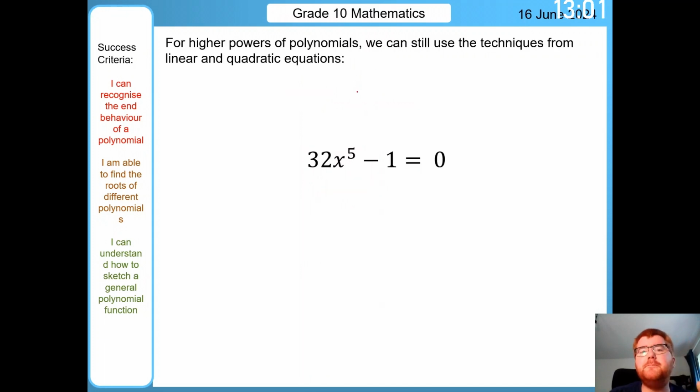Now for higher powers of polynomials, so we've looked at lots of things in last year with x squared and x, we can still use some of those techniques.